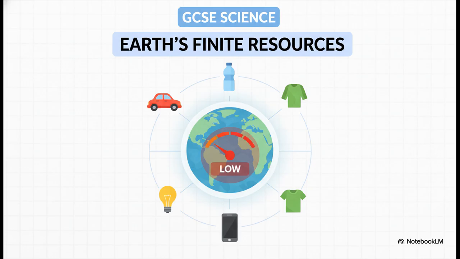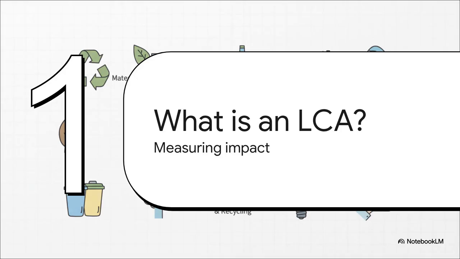And that's why we have to think about sustainable development. Making sure we have what we need today without messing things up for future generations. So how do scientists and companies figure out the real environmental cost of a product? That brings us to the most important concept you need to get your head around for this topic: the life cycle assessment, or LCA for short.